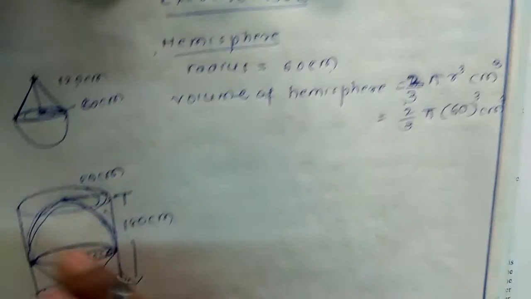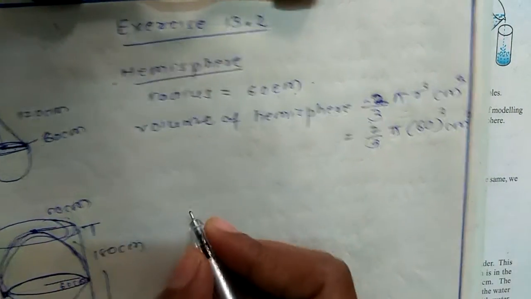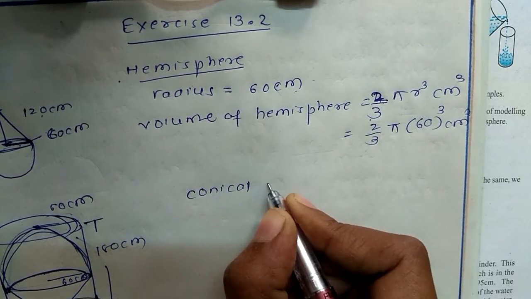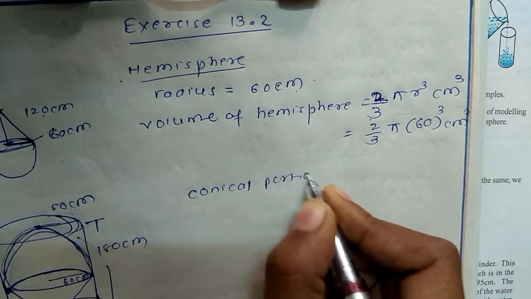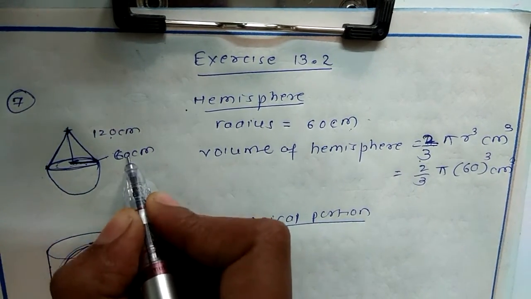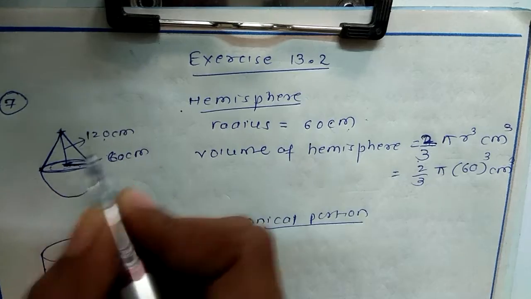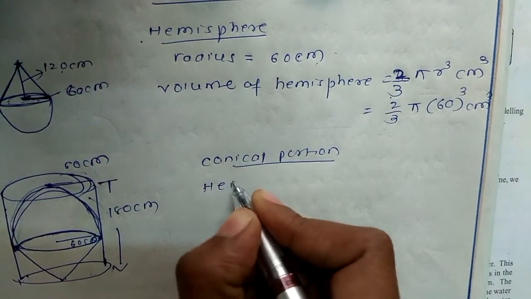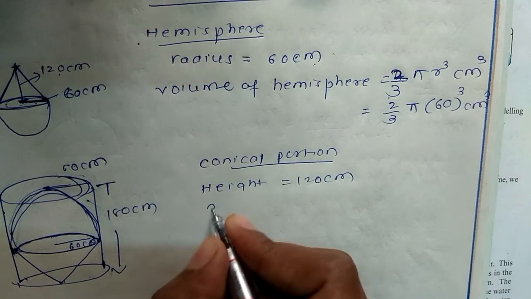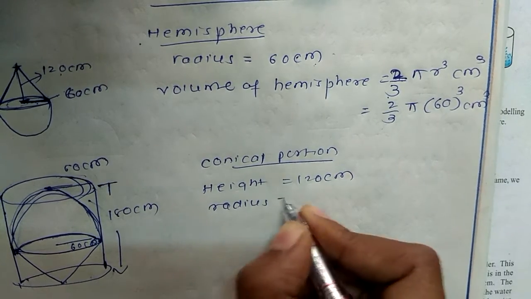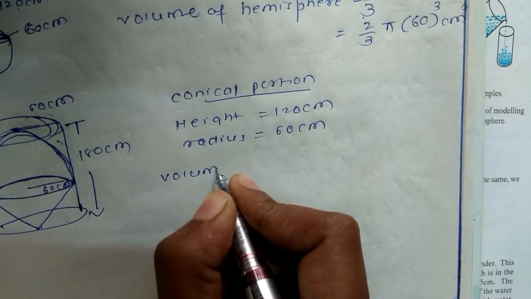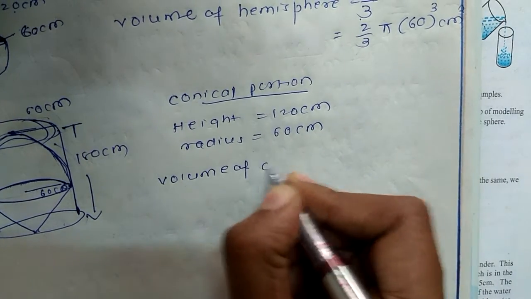Now next I'll find the volume of this conical part. For the conical portion, the measurements are given. The radius of the base is 60 centimeter and the height is 120 centimeter. So find the volume of the conical portion.